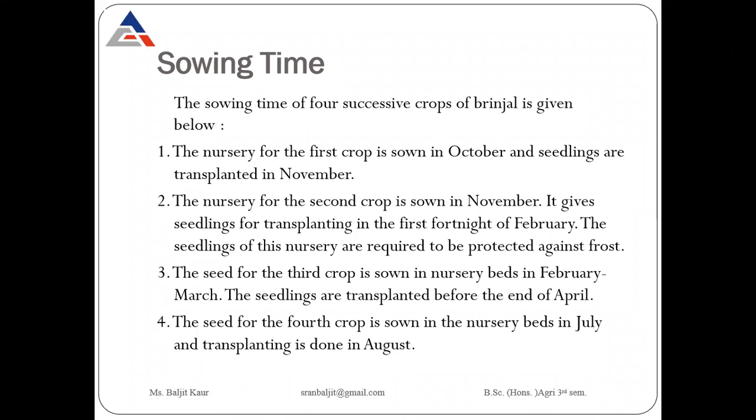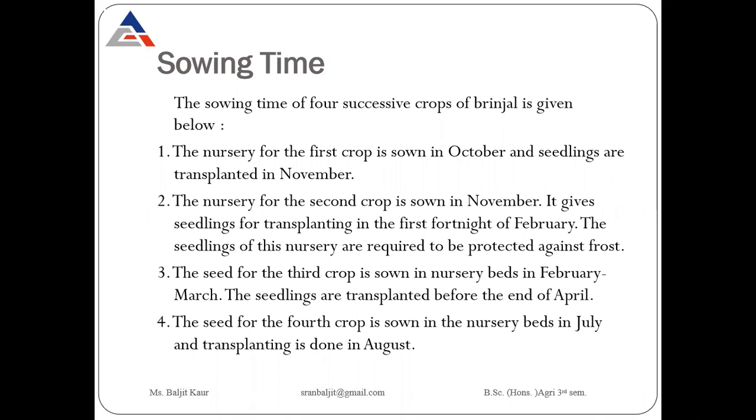Then the second time when brinjal can be sown, the second crop, is in the month of November in nursery beds, and it can be transplanted in the first fortnight of February.